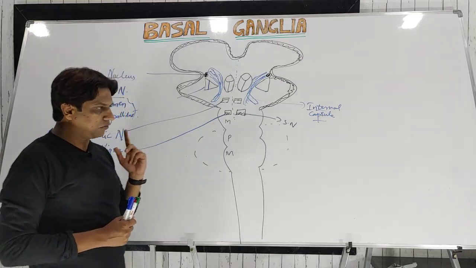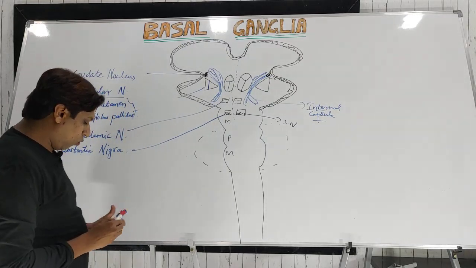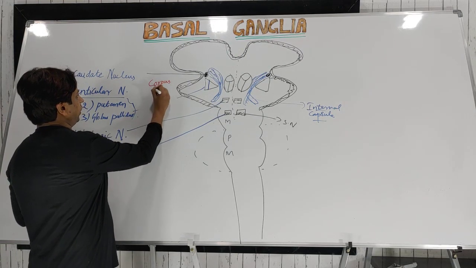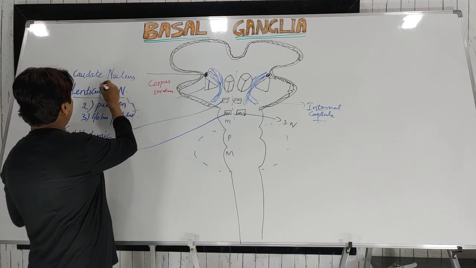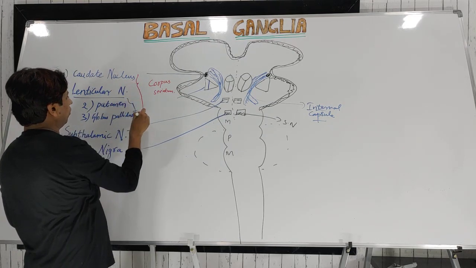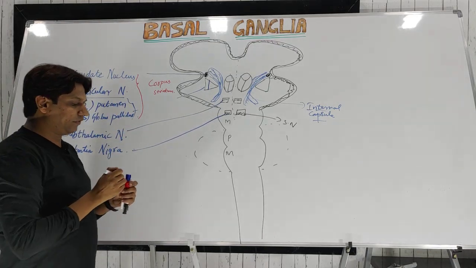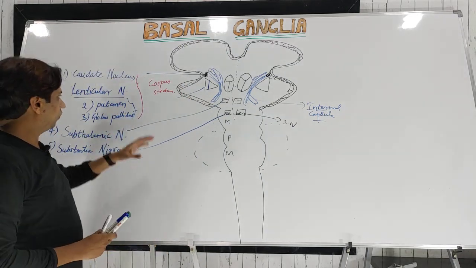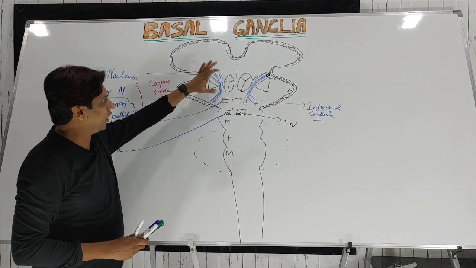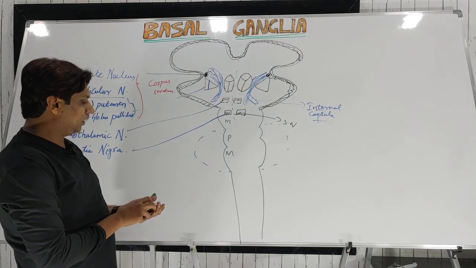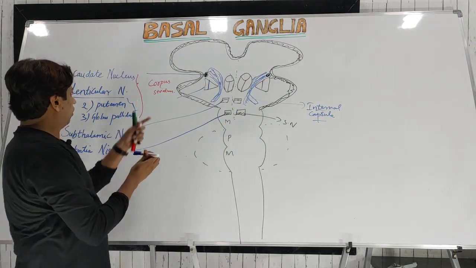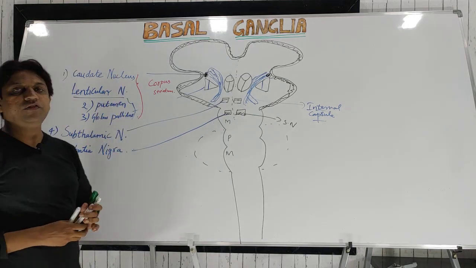Now we have to remember a few terms. One is corpus striatum. Corpus striatum means caudate nucleus plus lenticular nucleus. If we consider these two nuclei together, caudate plus lentiform nucleus, they are termed as corpus striatum. So it includes caudate nucleus, putamen and globus pallidus.